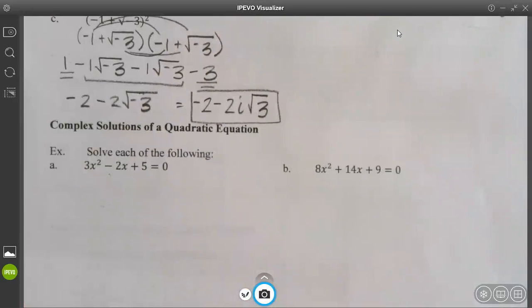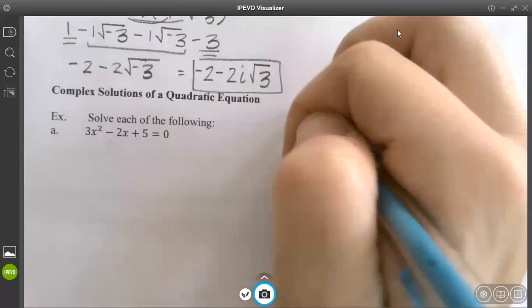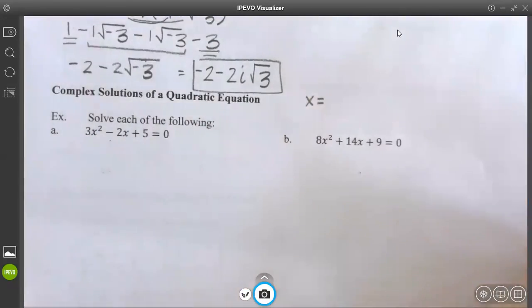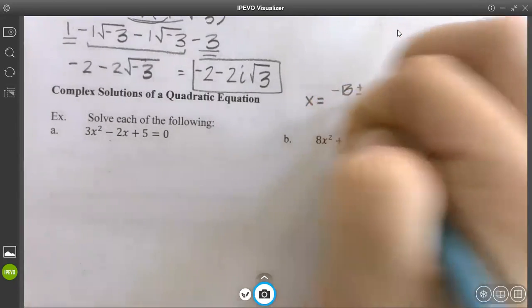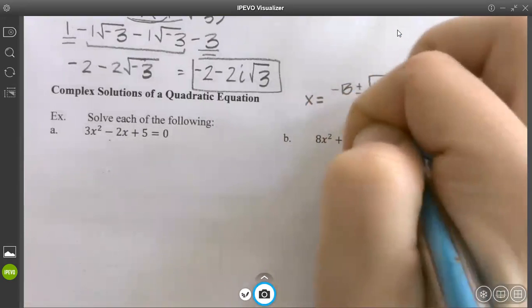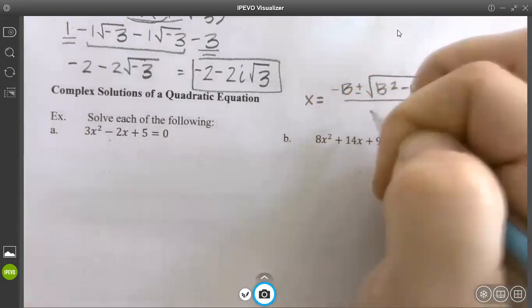So complex solutions of a quadratic equation on this. Guys, you can complete the square on these. So if you don't like quadratic formula, I think I'm gonna show you both ways actually. If you don't like completing the square, then you can use quadratic formula. If you don't like quadratic formula, complete the square. Do you guys remember what quadratic formula is? X equals negative b plus or minus the square root of b squared minus 4ac, all over 2a.